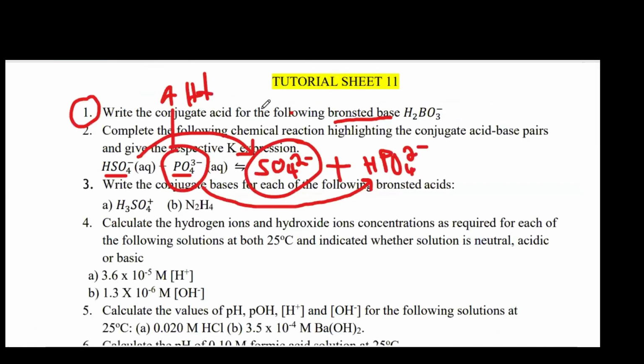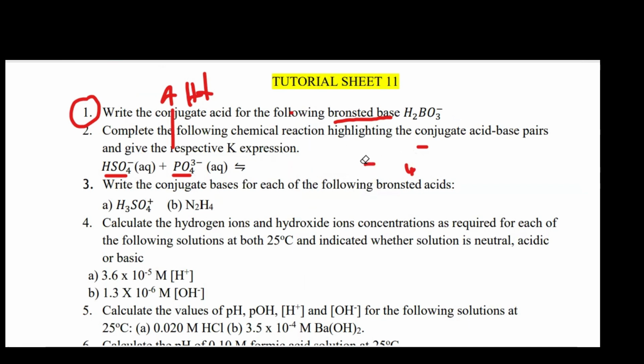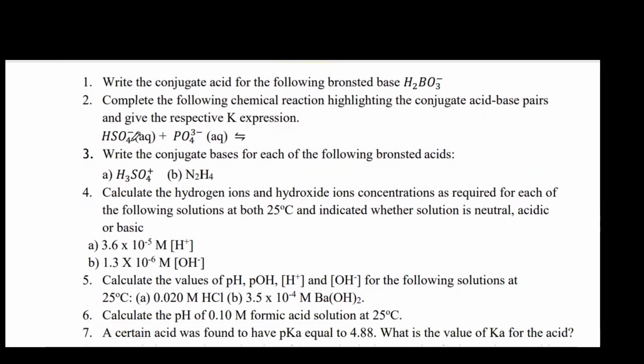Then let's check the question. Okay, so number 3 says what? Okay, so number 3, they are saying write the conjugate bases for each of the following. So what did we say conjugate base is? Something that is obtained after losing a proton, right?